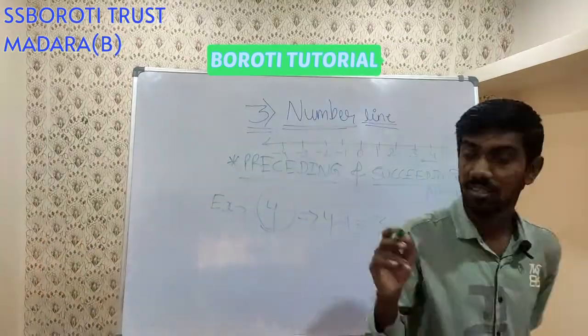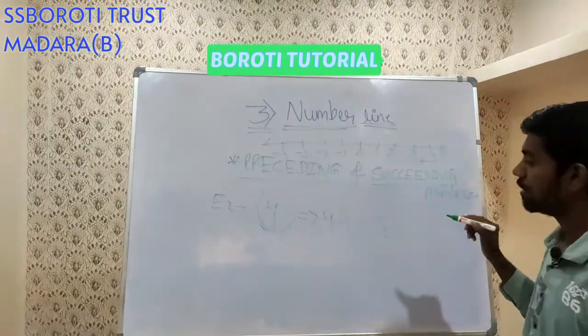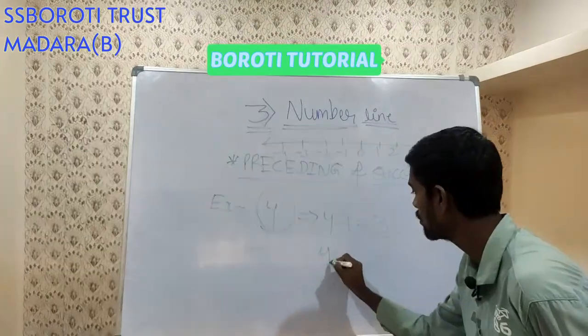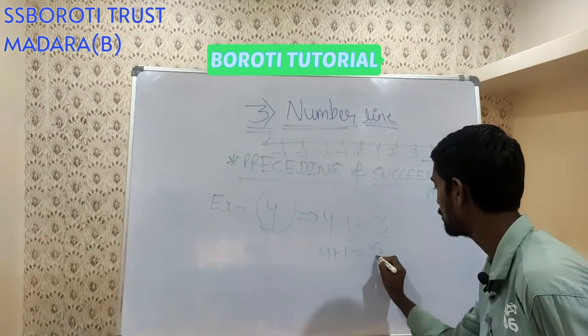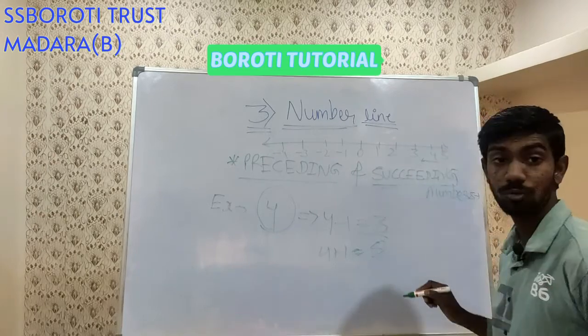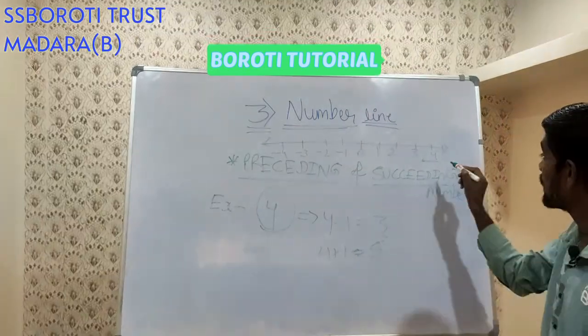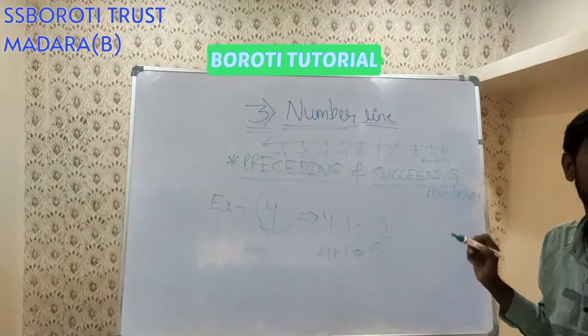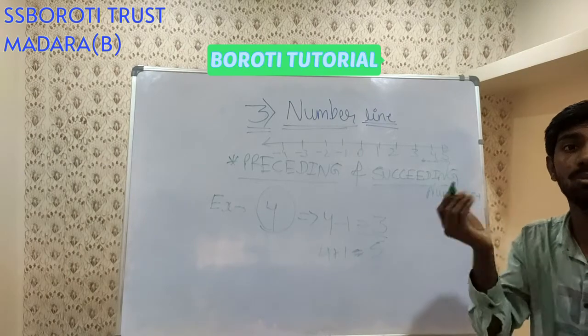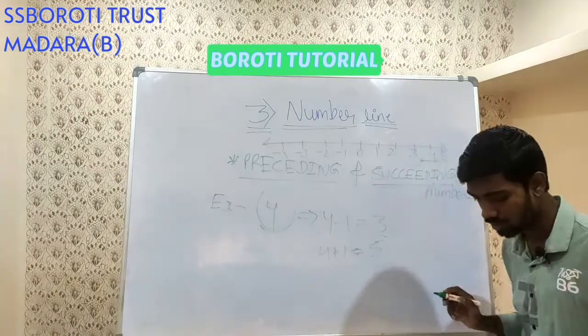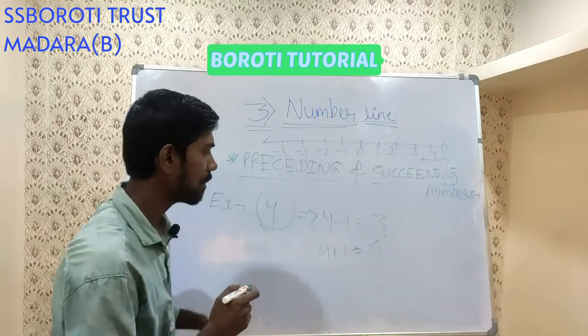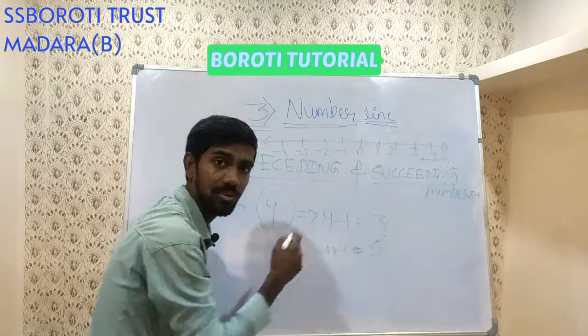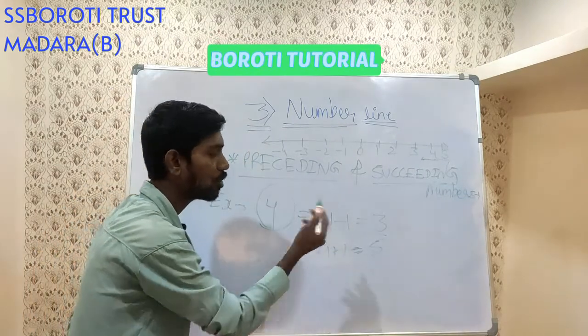Now, while finding the succeeding number, we have to add. See, 4 plus 1 equals 5. It is the number which is on the right hand side of the given number, and the number which is 1 more than the given number. That is 4 plus 1 equals 5. So the preceding number will be 1 less than the given number, and the succeeding number will be 1 more than the given number.